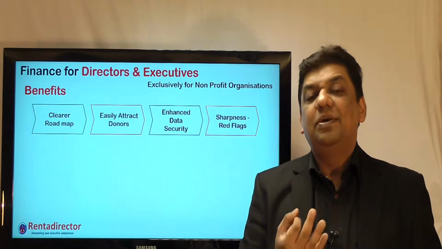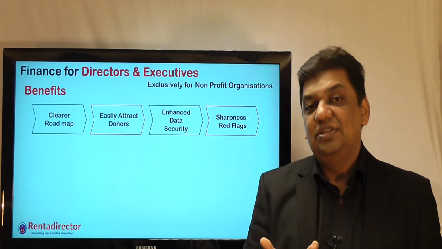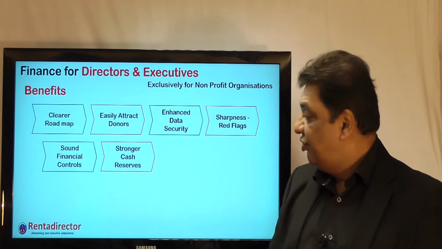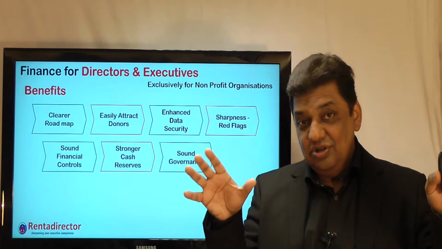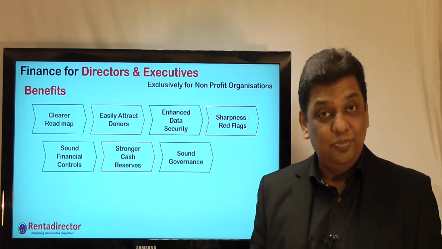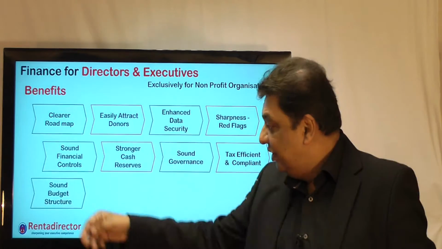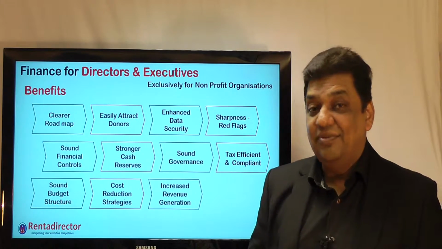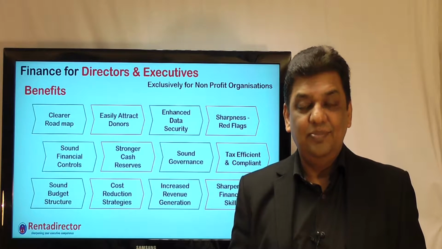Sharpness. You'll be able to pick up red flags in your organization with ease, and this is what the intention is all about. You'll have sound financial controls, stronger cash reserves. You will also have a sound governance structure, because I'll even share with you additionally what you're going to get with this particular program. There's another program you're going to get. Efficient and compliant, sound budget structures, cost reduction strategies, increase revenue generation, and sharpened financial skills, like I mentioned earlier.